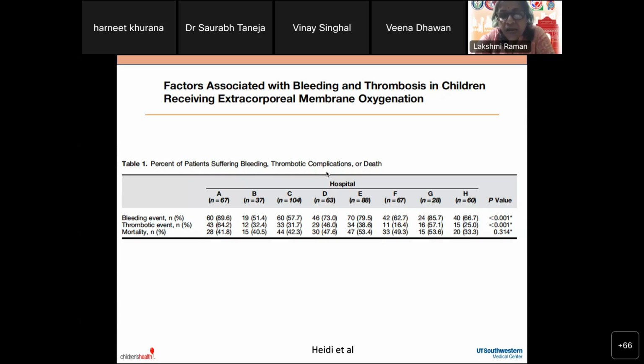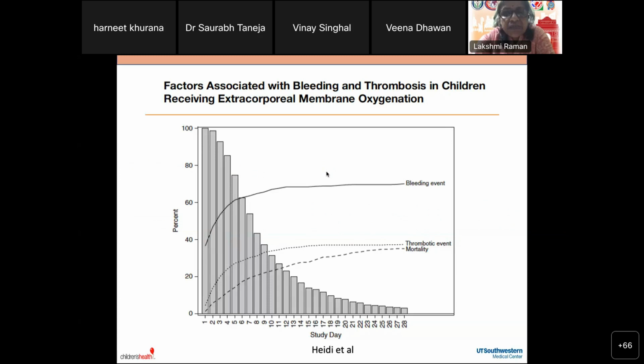Next slide. And then when they examined the bleeding and the clotting complications according to the days of ECMO, they found that to be the greatest in the first few days of ECMO, and then it seemed to level out, both the bleeding and the clotting complications. And often they were seen in the first few days of ECMO. Next slide, please.